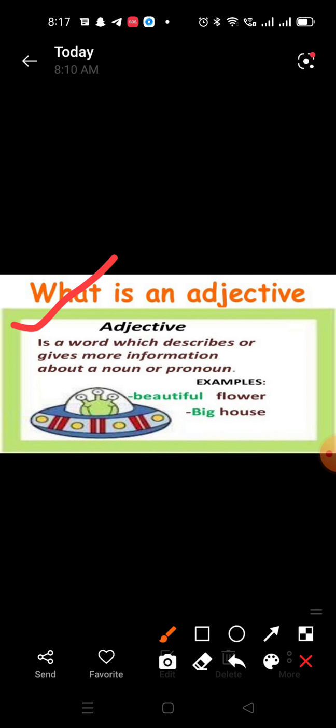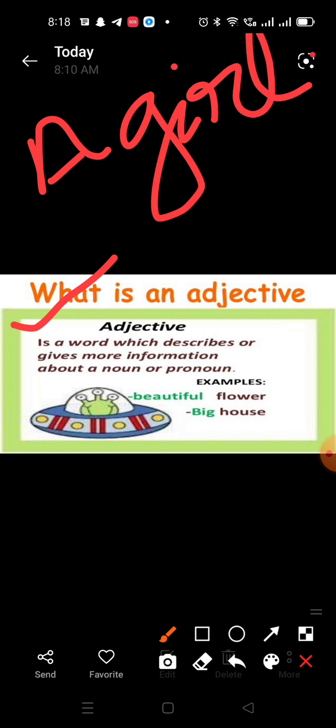An adjective is a word which describes or gives more information about a noun or a pronoun. Okay, so an adjective is a describing word. It gives more information about a noun or pronoun. For example, let me tell you, a girl is a noun, right? A girl, this girl is what? A noun.